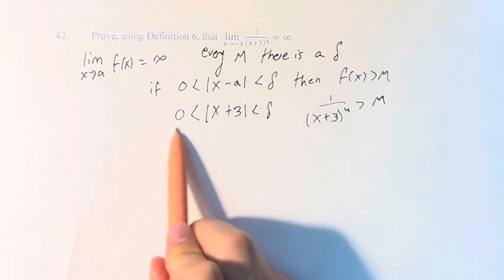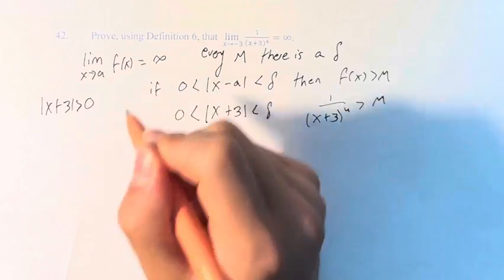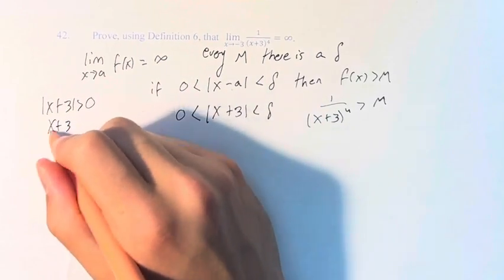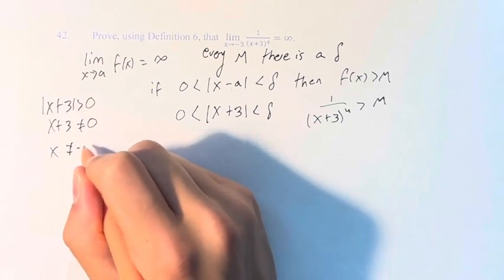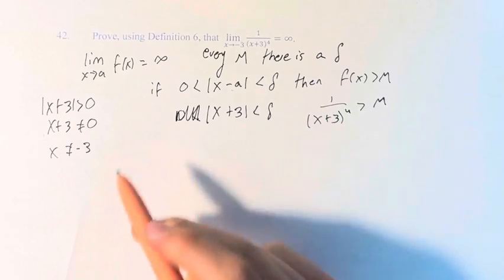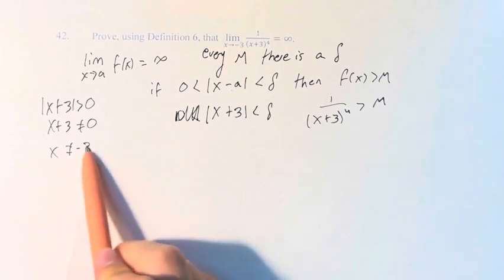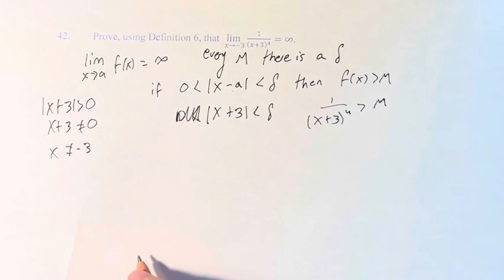So the first thing we need to do is get rid of this. If we're saying that the absolute value of x plus 3 is greater than 0, this is the same as saying that x plus 3 is not equal to 0, and therefore x is not equal to negative 3. So we can eliminate this because we're looking at the limit as x approaches negative 3. We don't care what's happening at negative 3. So we can simply say that the absolute value of x plus 3 is less than delta.